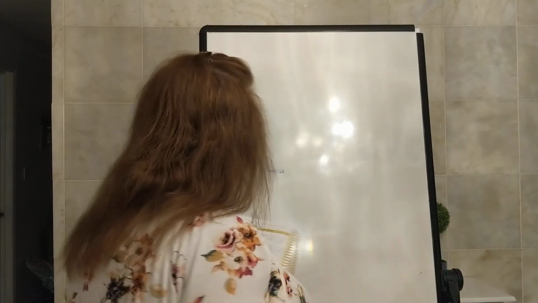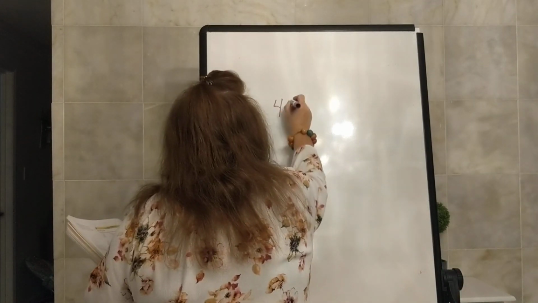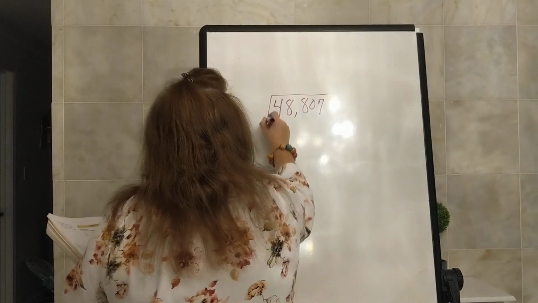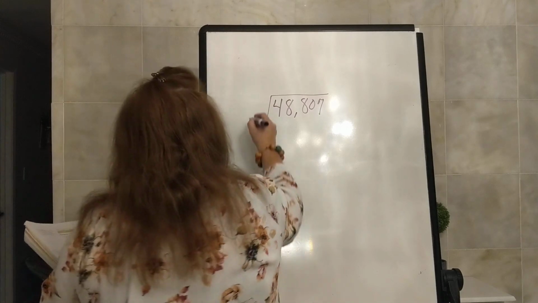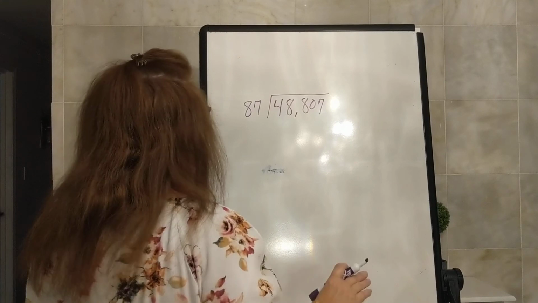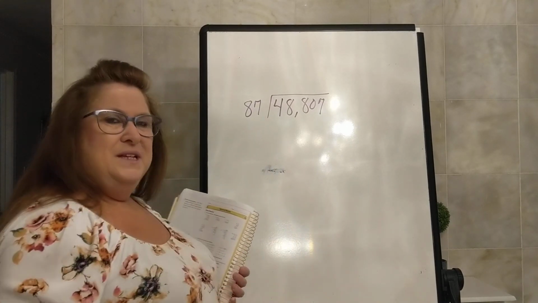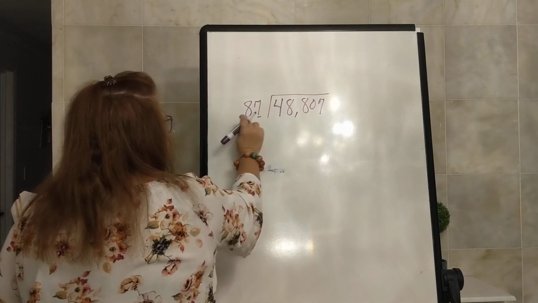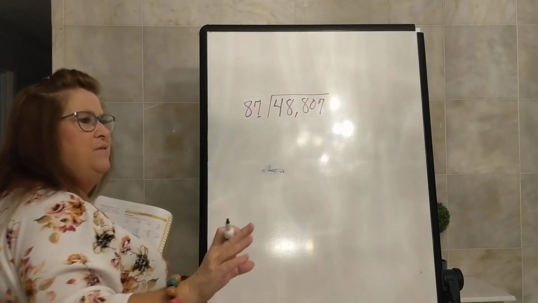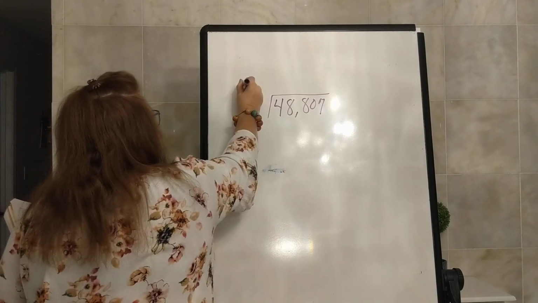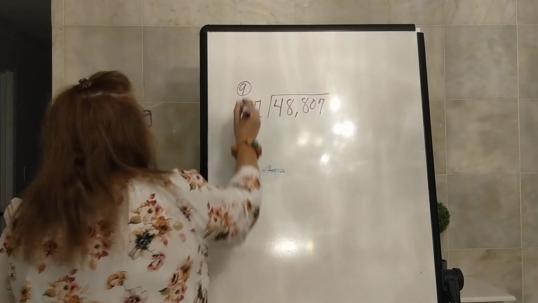All right, so let's look at section 1, letter F. So we have 48,807. That is our dividend. And we are dividing it by 87. In the divisor 87, what will our pretend digit be? Remember, we're going to look at our second digit. If our second digit in our divisor is 5, 6, 7, 8, or 9, we will add 1 to our first digit. So 8 plus 1 is 9. So our pretend digit will be 9.